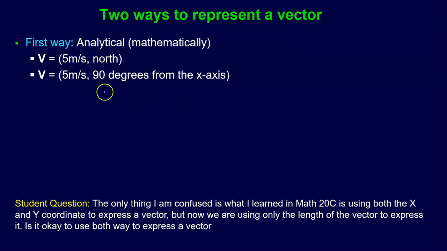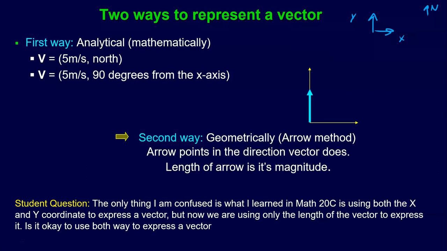And then there's a million ways to talk about this. So 5 meters per second. Let's suppose we have an XY axis like this, and this direction is assumed to be our north. Then you could say 5 meters per second, 90 degrees from the x-axis, something like that. As long as you're specific and tell us what you mean, there's lots of ways to represent that.